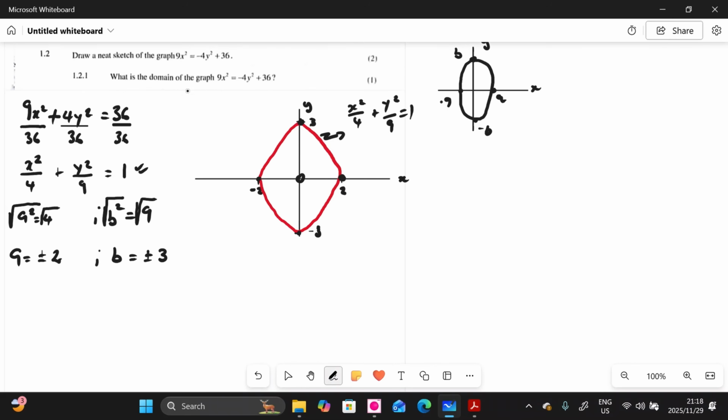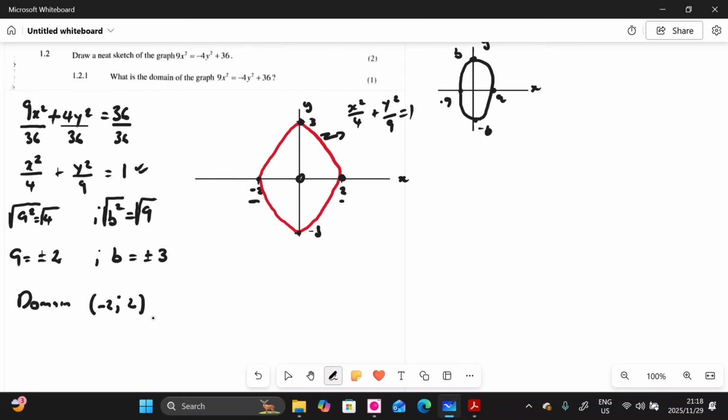What is the domain? When they ask about the domain, they're actually asking about the x values that are part of this graph here. As you can see, our x values on this graph are 2 and negative 2. So basically they're asking from the x-axis, where does it start, where does it end, this graph of ours. So the domain is actually negative 2 to 2. You can write it like this. This is fine, guys. This is our domain, from negative 2 to 2.